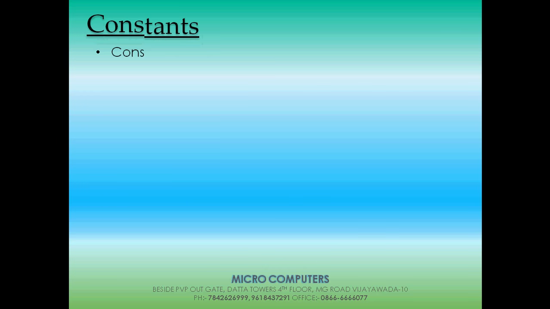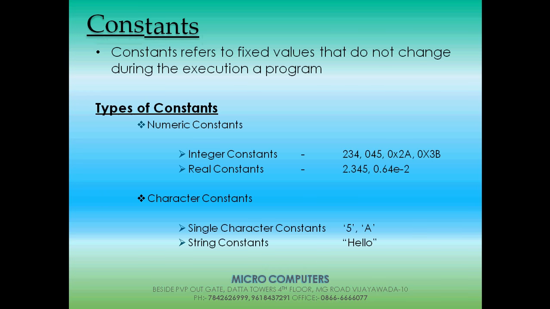Constants. Constants refer to fixed values that the program may not alter during its execution. These fixed values are also called literals. Constants are treated just like regular variables except that their values cannot be modified after their definition. They can be any of the basic data types like integer constant, floating constant, character constant, or a string constant. Let's see each of them in detail.